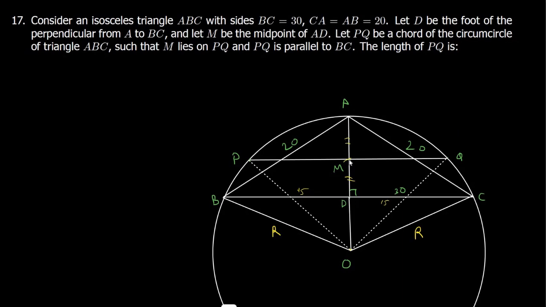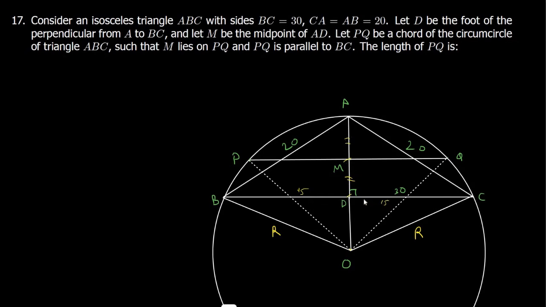So I have drawn a couple of extra lines along with all of these lines. I have joined O with B and C. I have also joined O with P and Q. Now let us apply Pythagoras theorem on some of the triangles. So in this triangle ADC, I know the side length AC is 20, and at the same time I know CD, so I can find the length of the altitude AD. Once I have that, I can practically find AM.